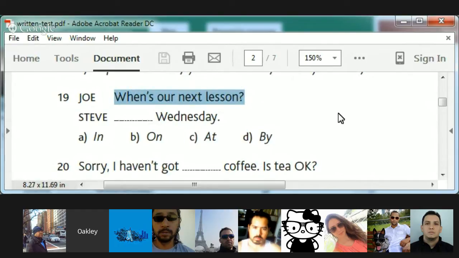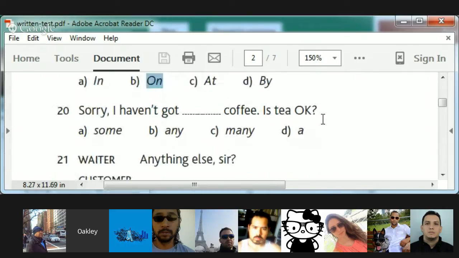Okay, Heidi, number 19. When is our next lesson? On Wednesday. On. Very good. Correct prepositional choice. This preposition, when used with time, we use it for days. On July 14th, on Wednesday, on Saturday morning. Okay, we use this for all days. You are correct.